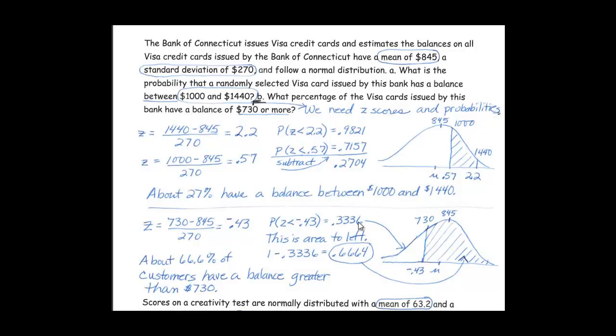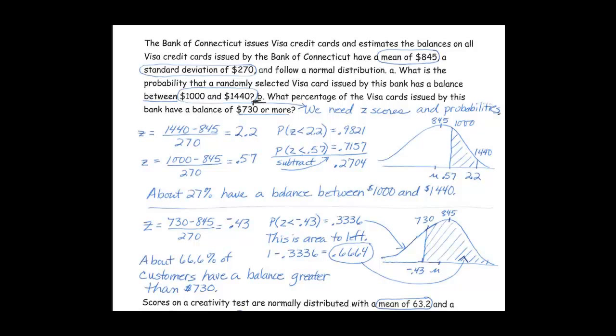But we need to remember, this is the area to the left. Our question is asking for a balance of 730 or more. So that's kind of a tip-off that we need the area to the right. So we're going to have to use the complement of this to come up with 0.6664.